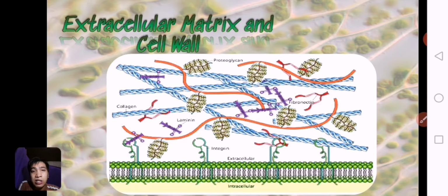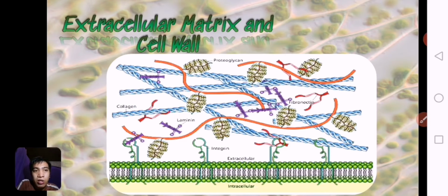Next one is the extracellular matrix and cell wall. So I have a question for you guys. Now, where do we see or where do we find the extracellular matrix? Anyone?